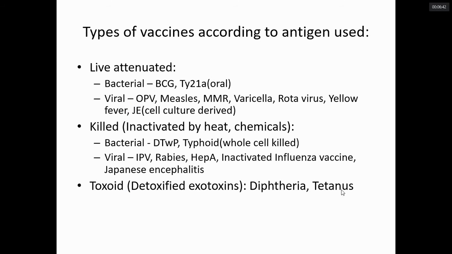And the toxoids are diphtheria and tetanus. This is very important. BCG is live attenuated. For you, important are BCG, live attenuated; oral polio, live attenuated; measles, MMR, live attenuated; varicella, rotavirus, live attenuated. Killed are DPT, injectable polio, rabies, influenza, JE vaccine; toxoids: diphtheria, tetanus.